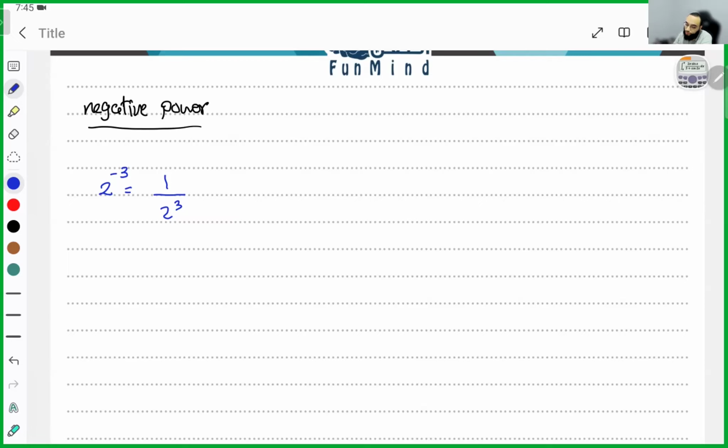Okay? So Abdul Malik, if you have something like 5 power of negative 8, it's going to be what? 1 over 5 power of 8, without the negative sign. If it is 3 power of negative 4, it's going to be 1 over 3 power of 4. That's it. So Abdul Malik, look at this. If it is 2 over 3 power of negative 8, it's going to be 3 over 2 power of 8. What happened? I deleted the negative, I flipped, or I made a reciprocal of the fraction.